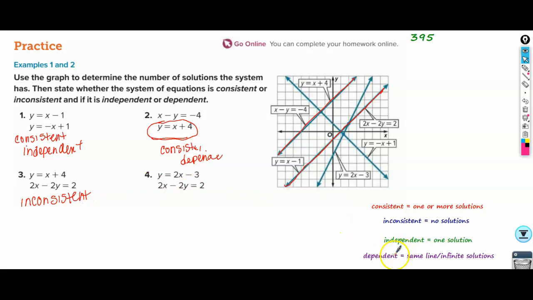All right? And they are dependent, or no, they're not dependent because they're not the same line. They're not independent because they don't have one solution. They're just inconsistent. So if you're inconsistent, that's all you are. You don't get another word.